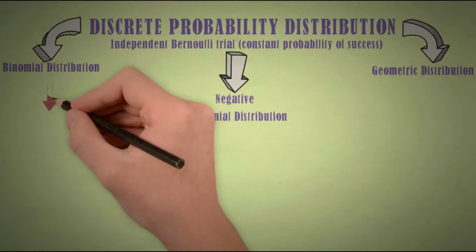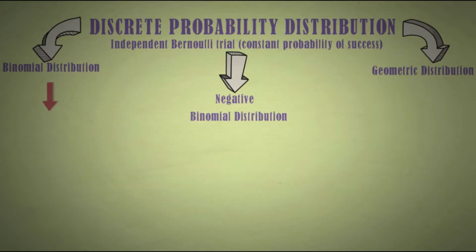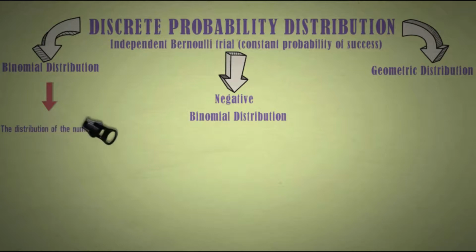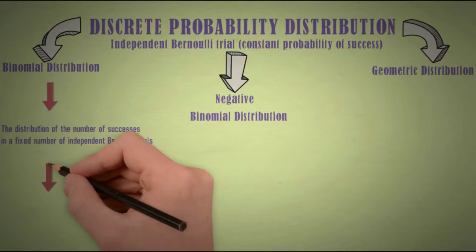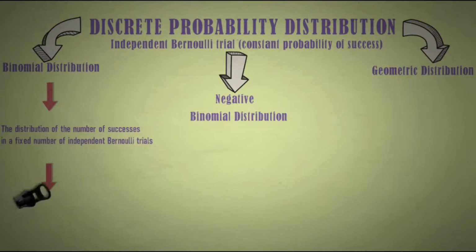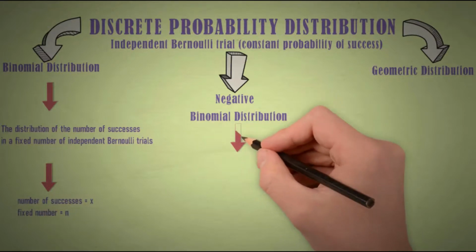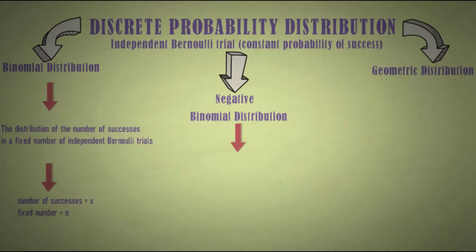But this video is not going to tell you in detail about binomial distribution and geometric distribution. This video is only going to help you recognize the differences between binomial distribution, negative binomial distribution, and geometric distribution when a certain situation is given. Let's go to binomial distribution.